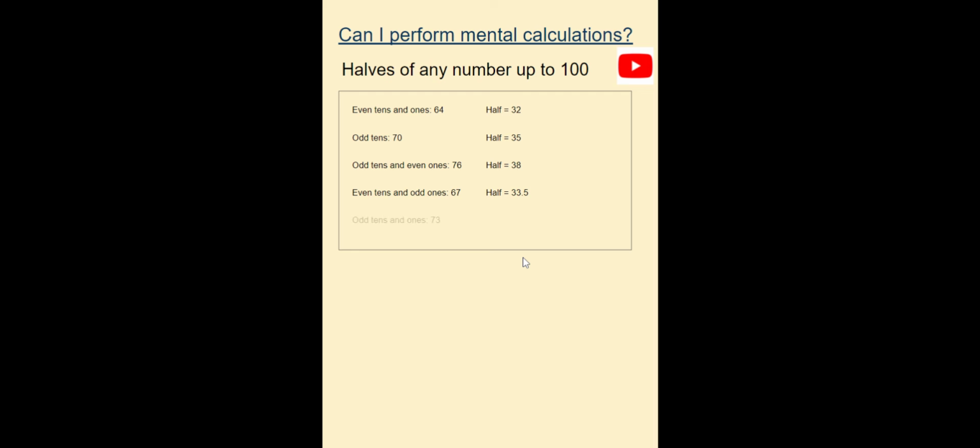And finally, if both my tens and ones columns are odd numbers, I could partition again, thinking about half of 70. If I can do that, half of 70 is 35, and half of 3 is 1.5. So half of 73 is 36.5, because that's 35 plus 1.5.